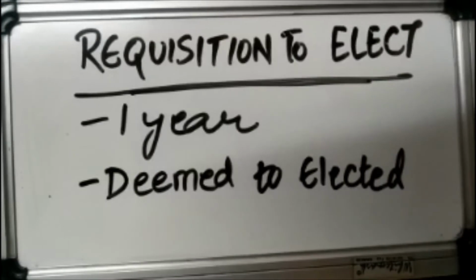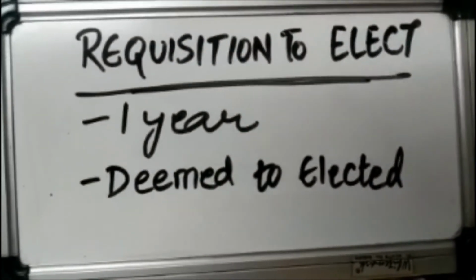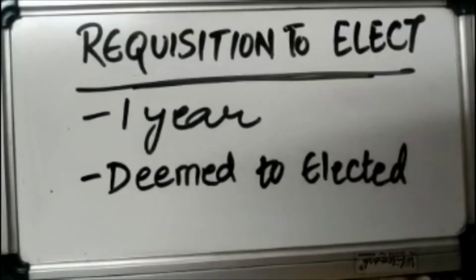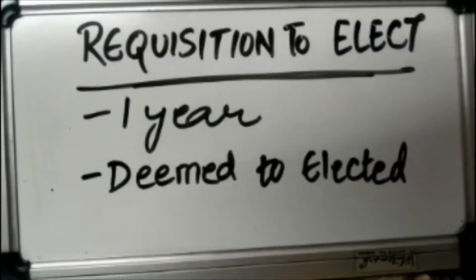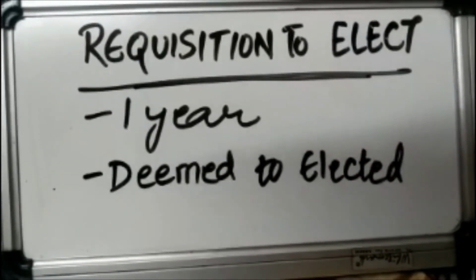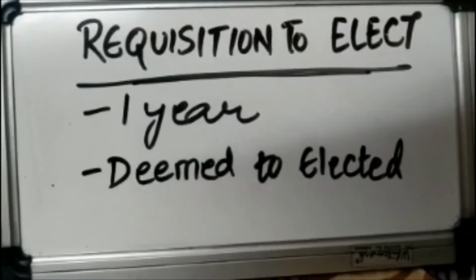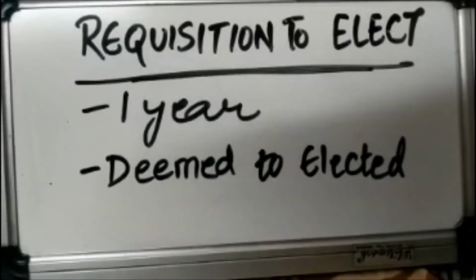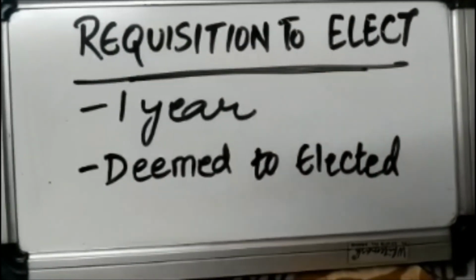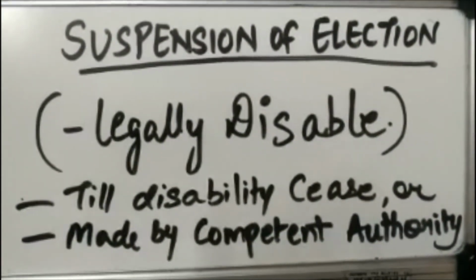Requisition to elect is a special provision when the owner has not made a decision even after the expiry of 1 year. The transferee requires the owner to make a decision. If he does not elect within a reasonable time after such requisition, he is deemed to have elected in favor of the transfer. The next concept is suspension of election.